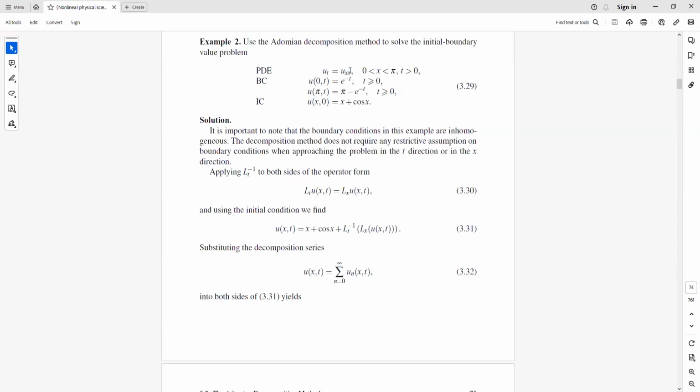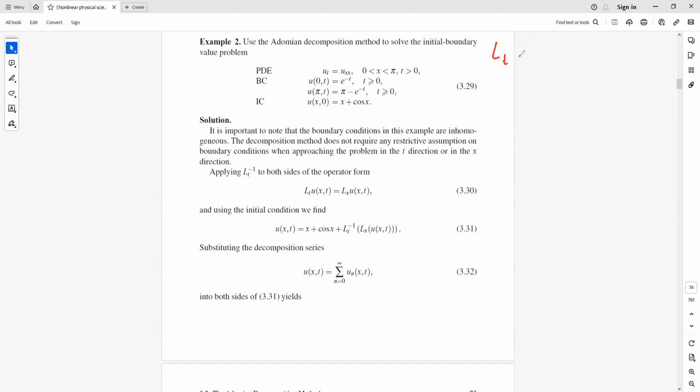Hi and welcome to a lesson of partial differential equations. So in today's class, we are going to solve a problem related to heat equation with time-dependent Dirichlet boundary conditions. So in the previous class, we already learned how to solve a homogeneous heat equation using the Adomian decomposition method.